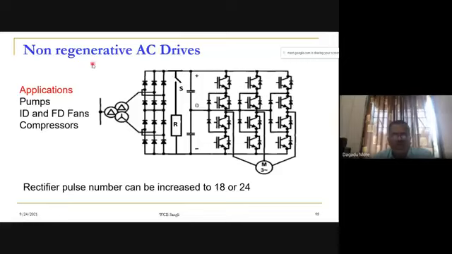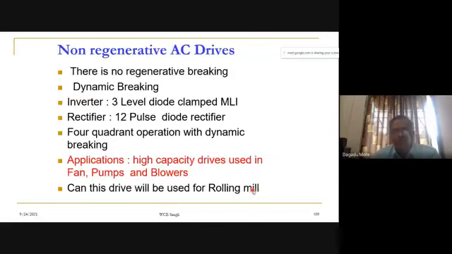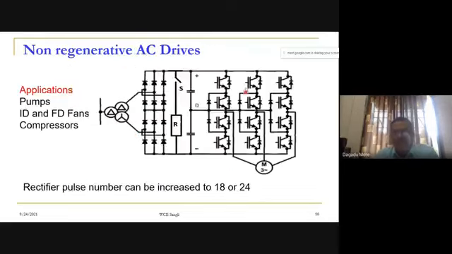So this is a non-regenerative drive where we use a diode clamped multi-level inverter, and it is a 3-level multi-level inverter. Now here the rectifier pulse number is 12. Maybe a configuration with an 18 pulse rectifier is possible, or a 24 pulse is also possible. So whatever we have discussed, this drive is again a 4-quadrant drive.